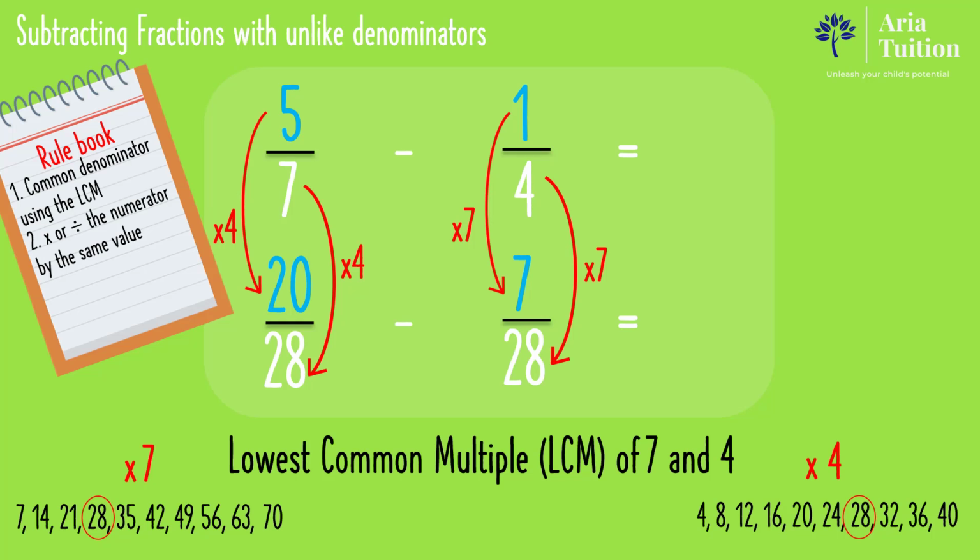Now we are ready to subtract. Looking at our rule book, we can see that we need to add or subtract the numerators. Keeping the denominator the same as 28, we are ready to subtract the numerators now. 20 subtract 7 gives us 13. Therefore, 5/7 subtract a quarter is 13 over 28. Simple, right?